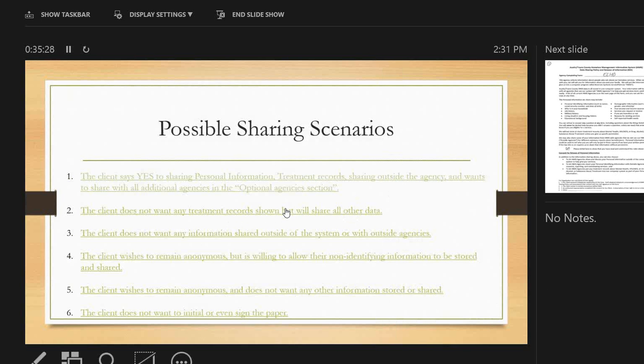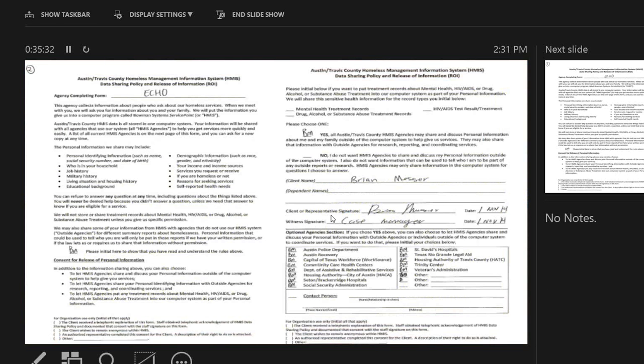If a client wants to share all of that with all of those agencies, except they don't feel comfortable sharing their treatment records, it's going to look exactly the same, except they just didn't initial those additional treatment records in that section. So without the permission to store or share those records, we won't. It's that straightforward.